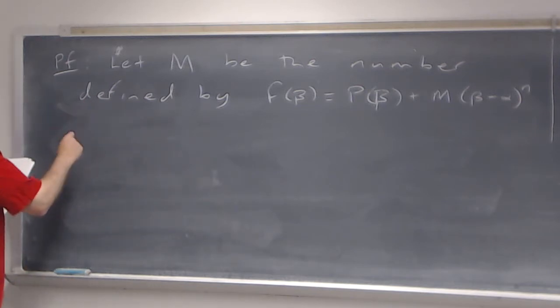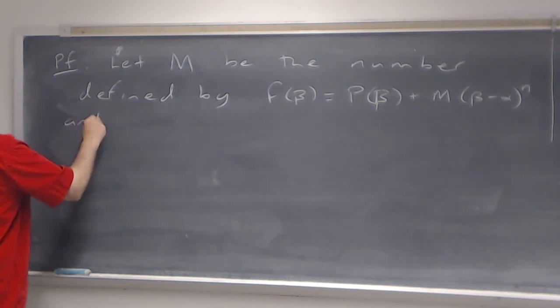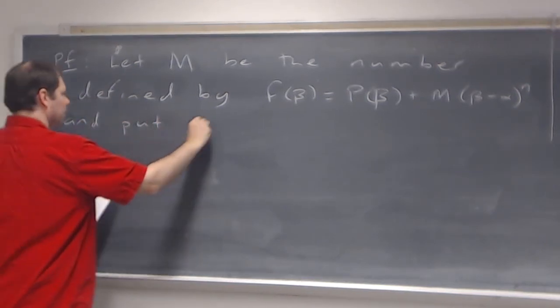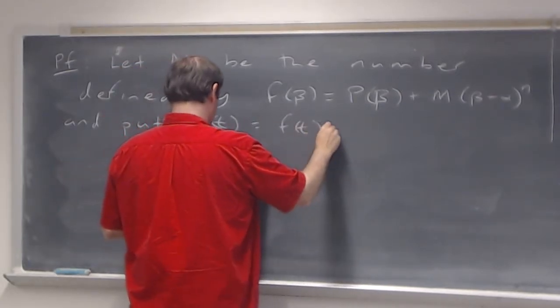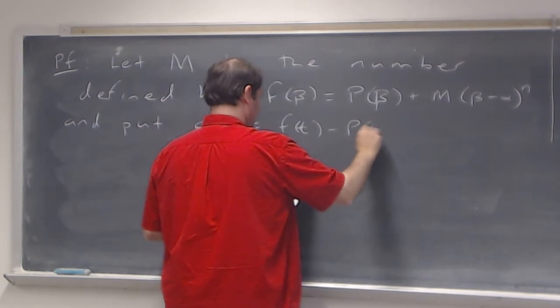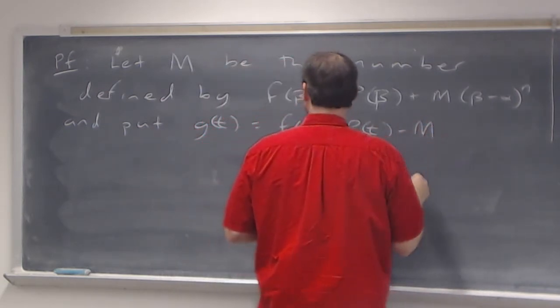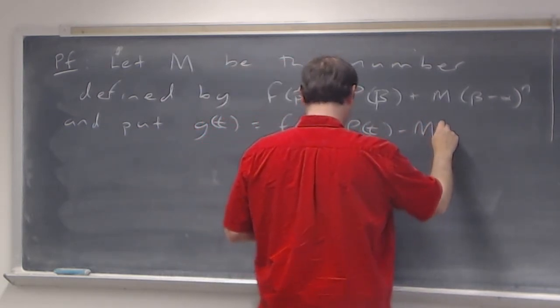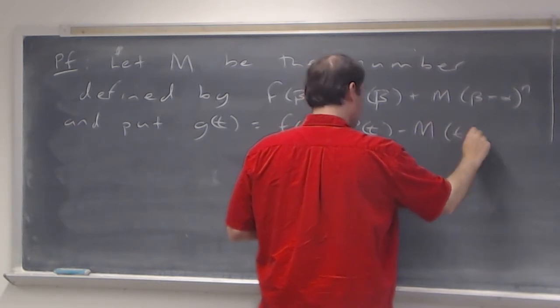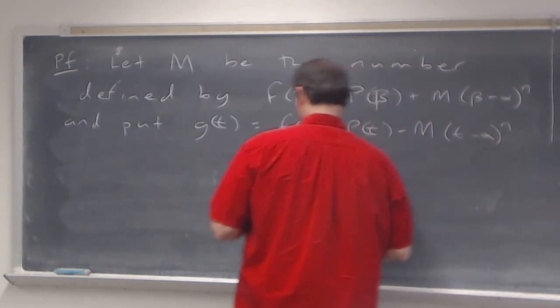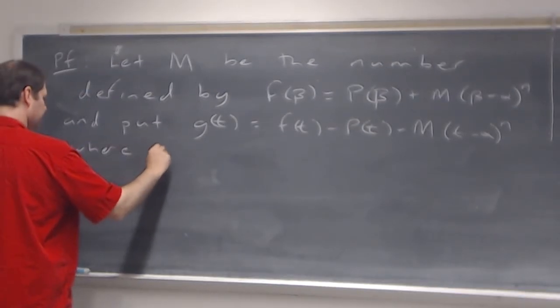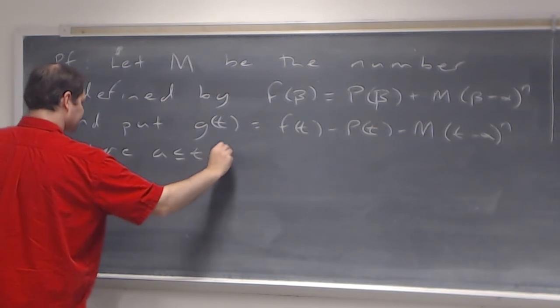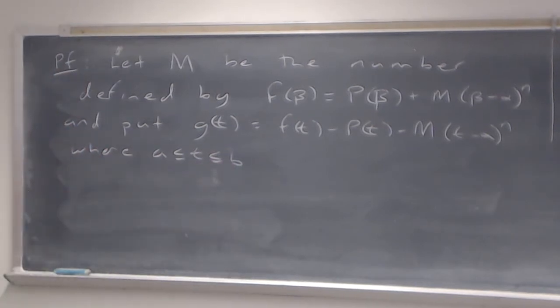But before I do that, another part of the construction is we'll put in a new function, g of t, equal to f of t minus p of t minus m times t minus alpha raised to the n, where a is less than or equal to t is less than or equal to b. So t is in the closed interval from a to b.